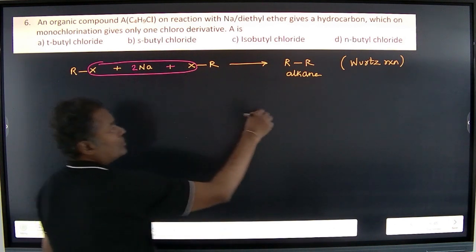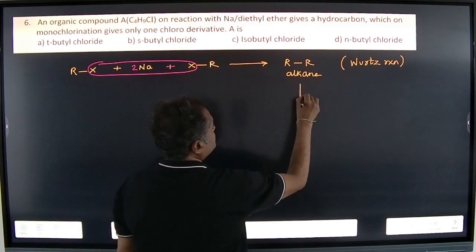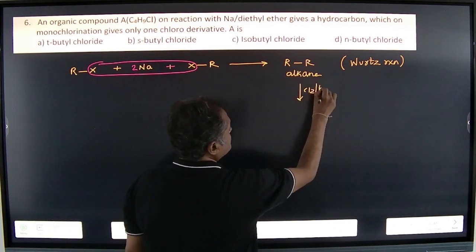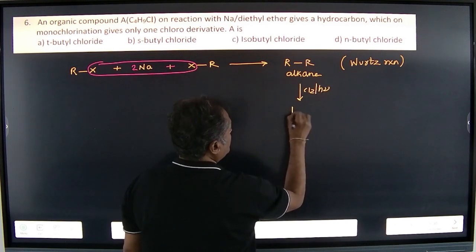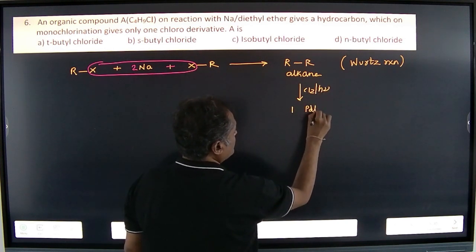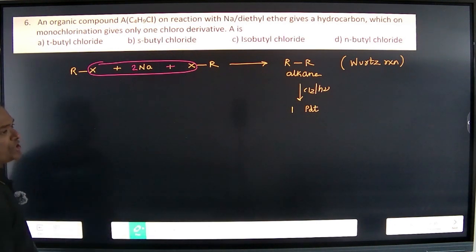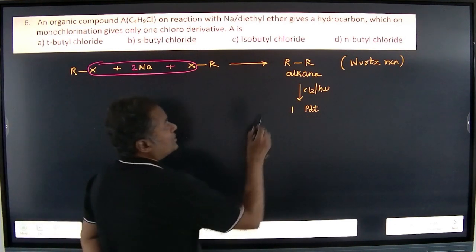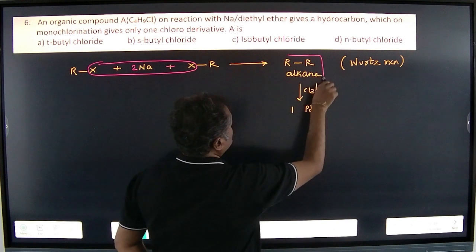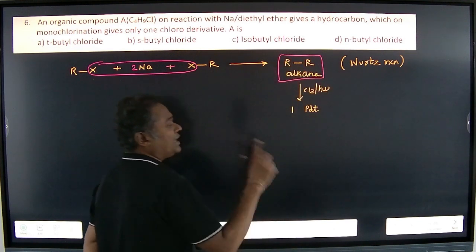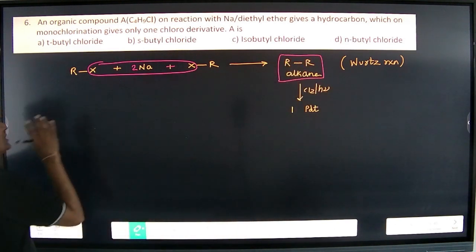Now, the question is that this compound on monochlorination gives only one product. Just use one common logic. That means the alkane you have got should have only one type of hydrogen. Let's come to the example.